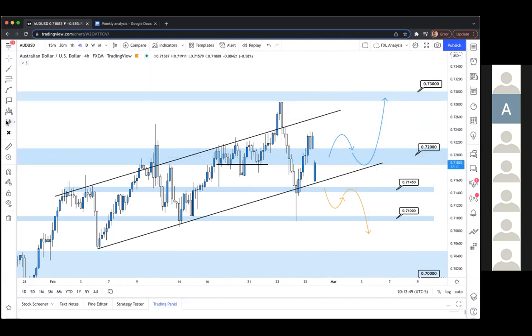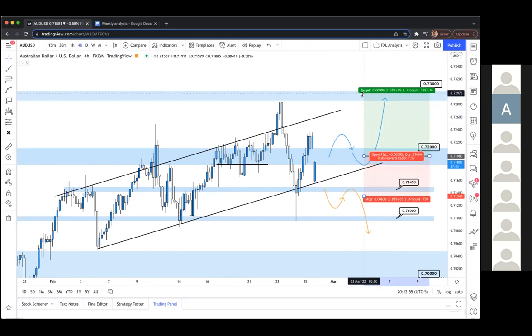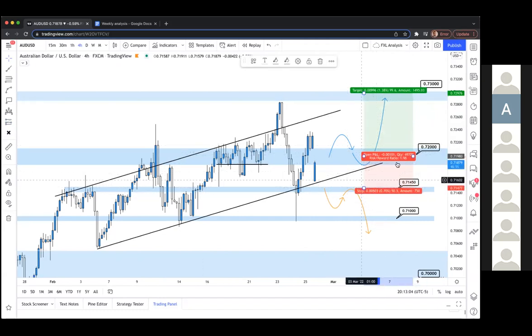Let me size this up too. Let's see what this would look like. We're going to target just about 100 pips. Let's bring this up. At max, our stop loss could be 50 for 100. Pretty good, well protected as well. We'll be below the key zone, below this channel at that point.